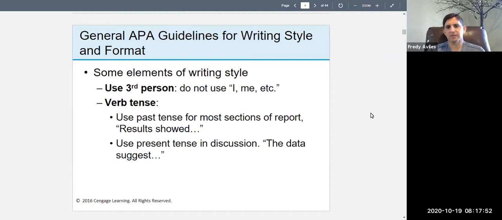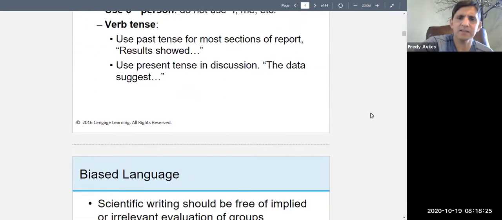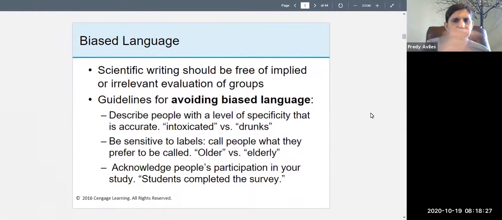Verb tense: you write your paper for the most part in past tense. The research was conducted. The results showed, those kinds of things. There is an exception to that. You should use present tense for the discussion, like the data suggests, this reveals. The discussion is in present tense, but everything else is in past tense. Okay, and these things should be kind of obvious if you read anything that's scientific. If you've looked at any research articles, you've seen that they're written this way.